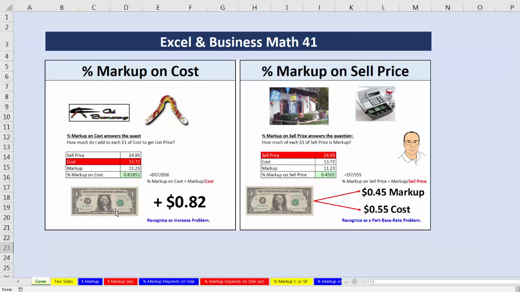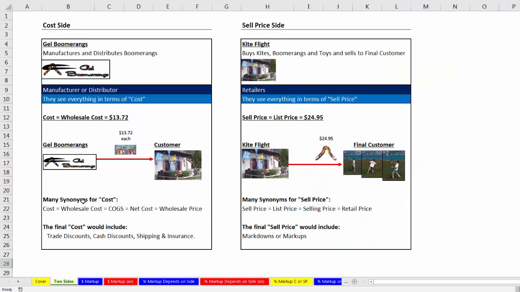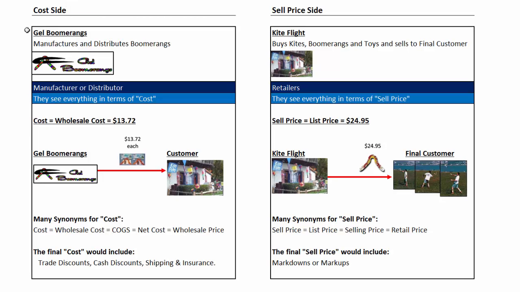Now we have to start off by talking about the two different sides, the cost side and the sell price side. Let's go over to the sheet, two sides. Now the cost side: Gel Boomerangs manufactures and distributes boomerangs. The manufacturer or distributor sees everything in terms of cost. So the cost, also known as wholesale cost, we'll say it's $13.72 for one Bell Boomerang. Gel Boomerangs sells at a wholesale cost, or just simply cost, to the customer Kite Flight.